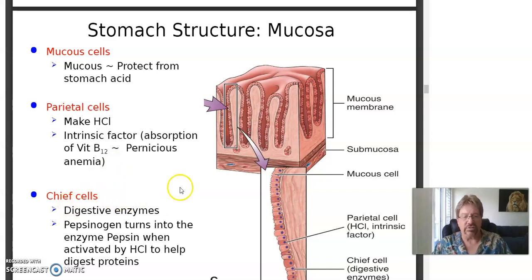Chief cells, that's their name, make digestive enzymes. Pepsinogen turns into the enzyme pepsin when activated with hydrochloric acid to help digest proteins. Carbohydrate digestion begins in the mouth. Protein digestion begins in the stomach.